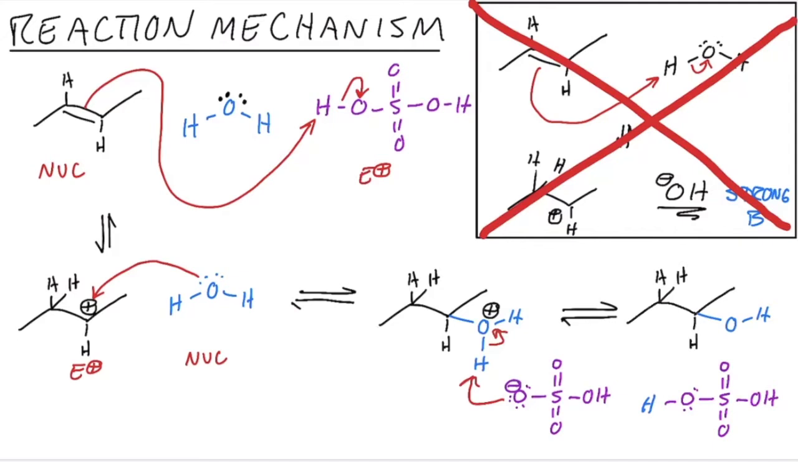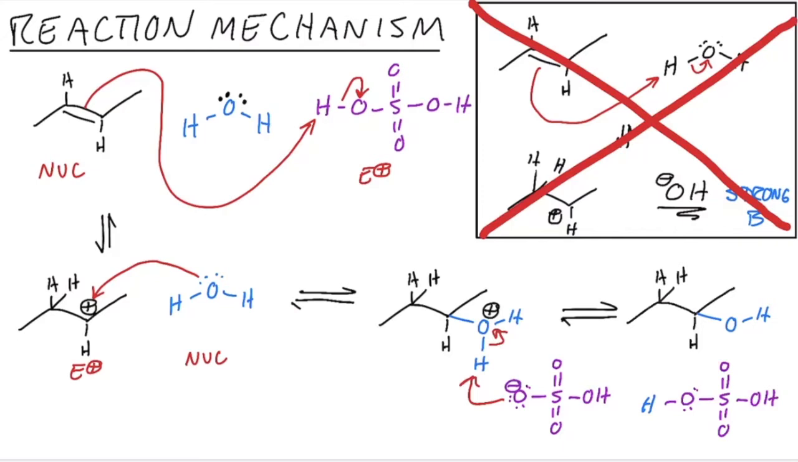This means that we can use a very small amount of sulfuric acid because it just needs to donate a proton for a little bit, and then it will get one back eventually. We call this a catalyst, something that is used in a very small amount that gets regenerated over the course of the reaction. And so with that, we've done it. This is our mechanism for how we add water to an alkene.